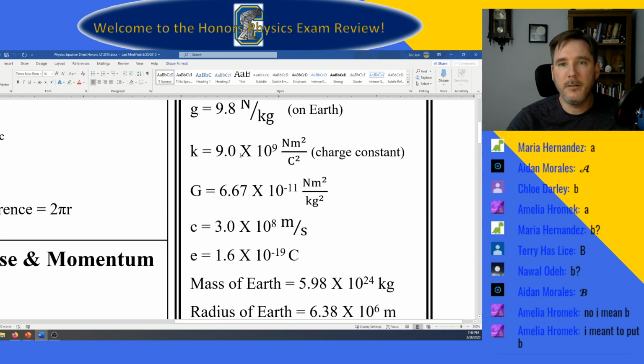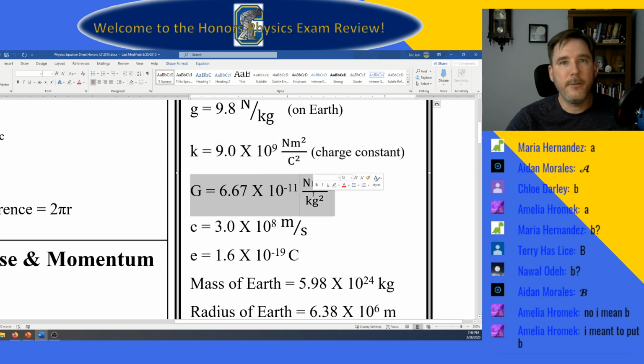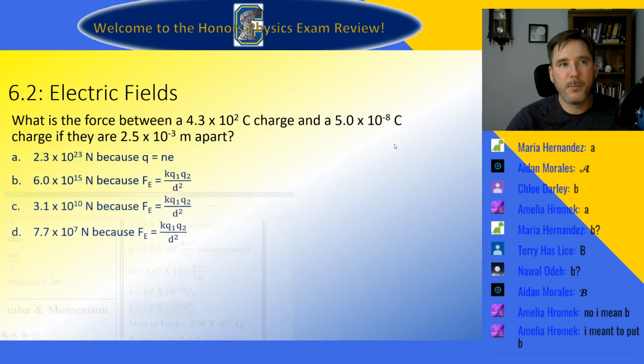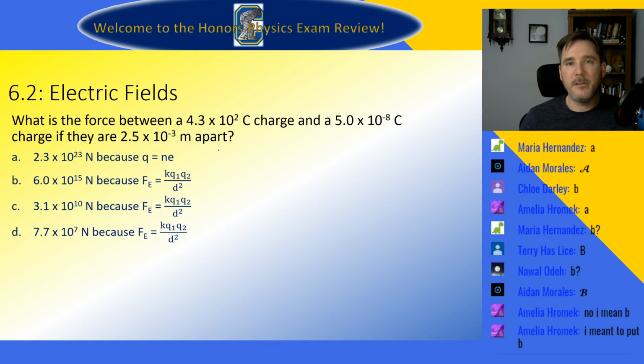Here is our charge constant, this is just review. Here's our G for the gravity one, and then here's the speed of light, which we don't talk about right now. And then here's E, the charge of a single electron. So when you choose an equation, those are the 3 possibilities, and you just have to know what they're talking about.